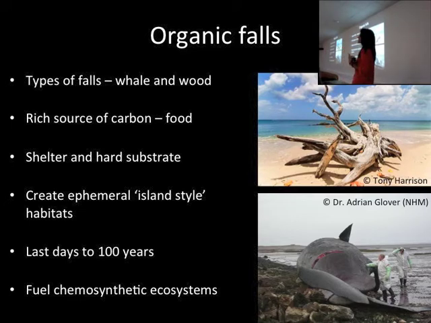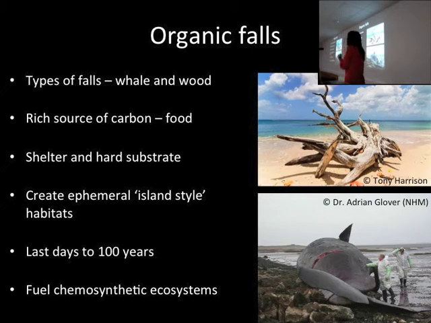So one whale can be about 160 tons of carbon. So that's quite a lot. So when they arrive on the deep sea floor, they tend to prompt this kind of feeding bonanza. It's like Christmas in the deep sea. Animals come from far and wide to feed on this carcass or piece of wood.